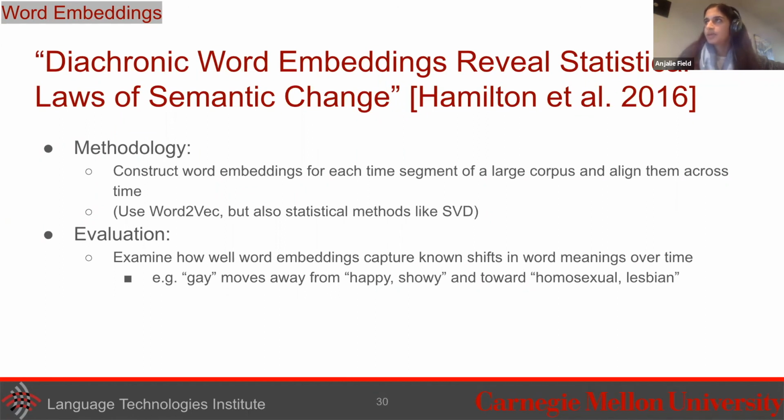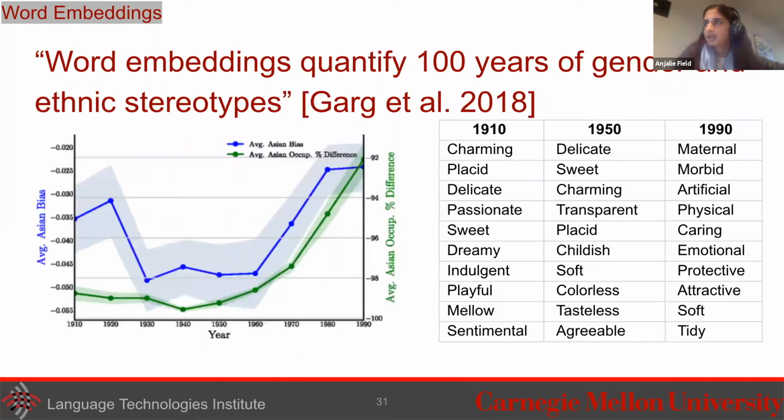It was from 2016. They look at how word usage changed over time and can show things like the word gay becoming less similar to the words happy and showy, and more similar to the words homosexual and lesbian over time. There are also ones that look specifically at occupational stereotypes around gender and race. This was a paper in PNAS from a couple of years ago.